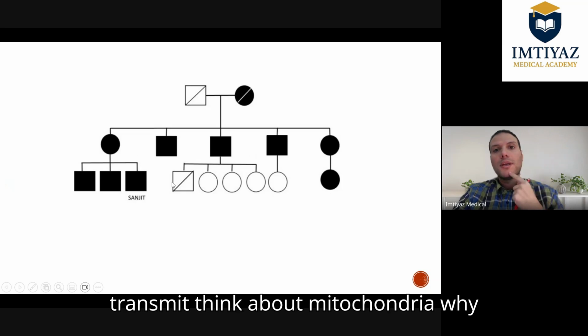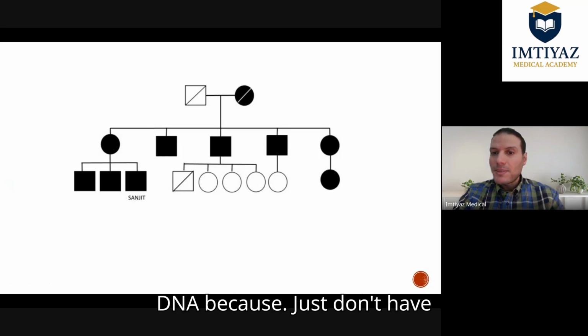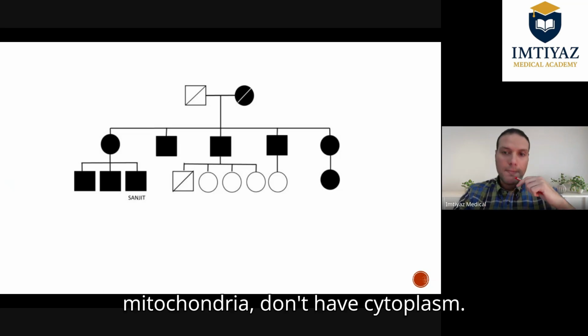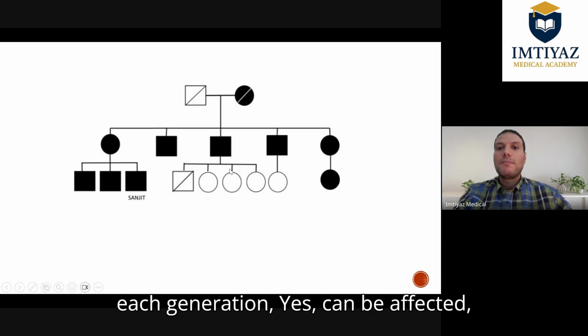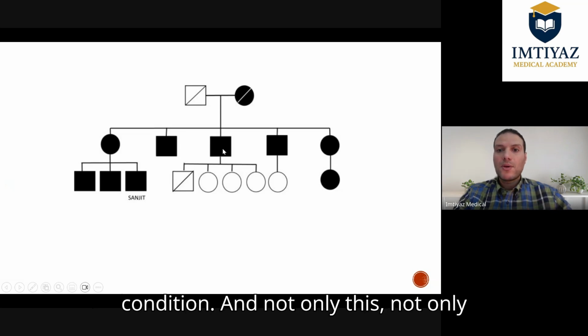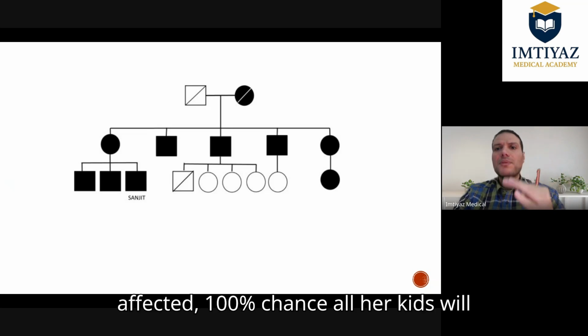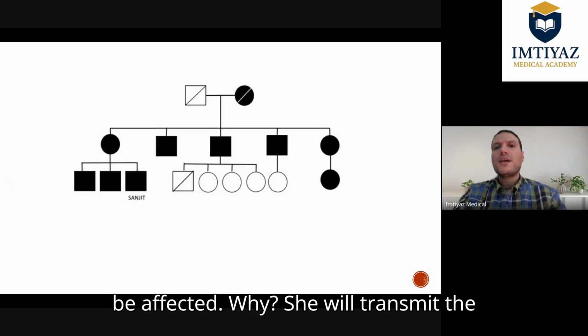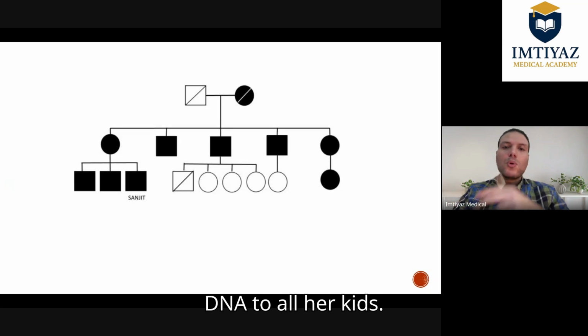think about mitochondria. Why? Males cannot transmit the mitochondrial DNA because the sperms don't have mitochondria, don't have cytoplasm. So here, males and females can be affected. Each generation can be affected, but only females can transmit the condition, and not only this. If one female is affected, 100% chance all her kids will be affected. Why? She will transmit the cytoplasm, including the mitochondrial DNA, to all her kids.